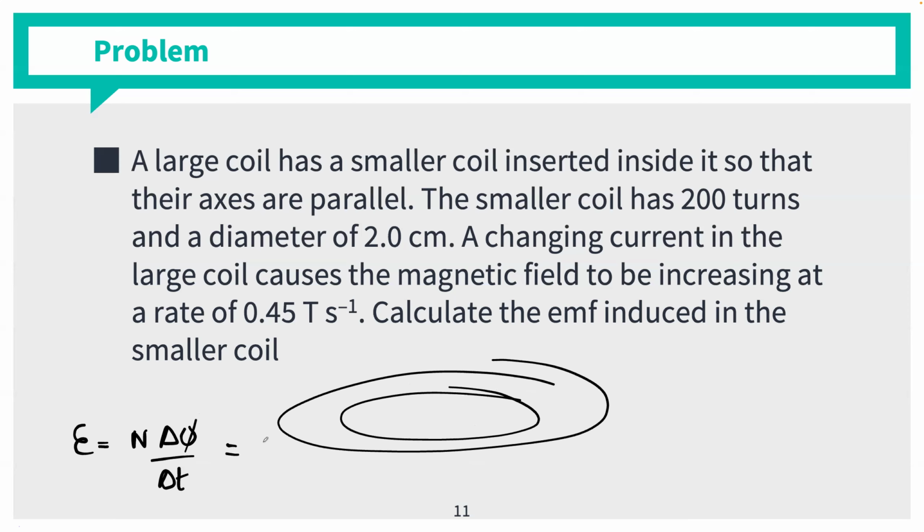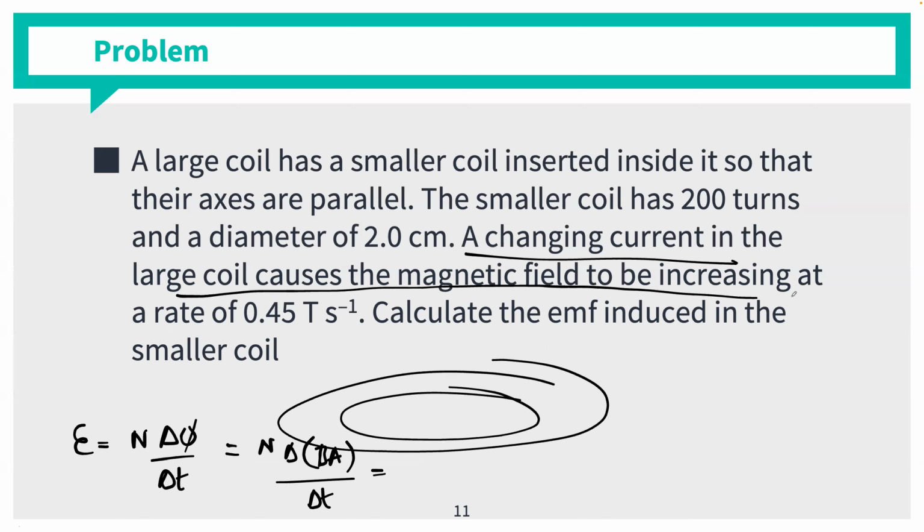I'm replacing delta phi with delta of BA. Since they're not talking about the angle, it will be 1 by delta T. Is the value of B changing? We'll see. Yeah, a changing current in the coil causes the magnetic field to increase. That means the magnetic field is changing. The value of B is changing, so area will be pulled out of the bracket. You're left with delta B by delta T.